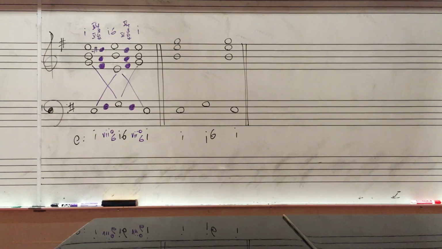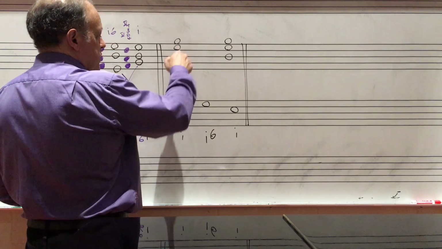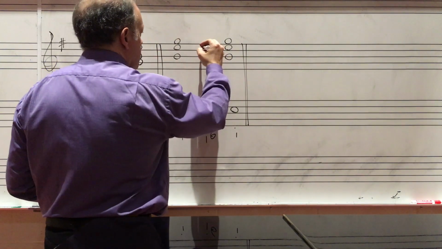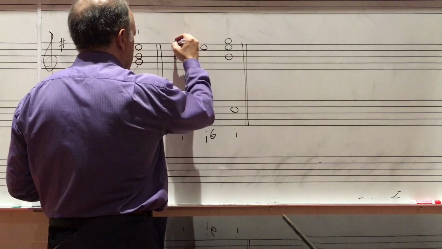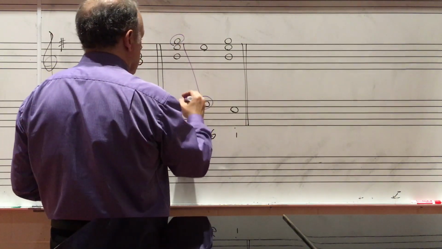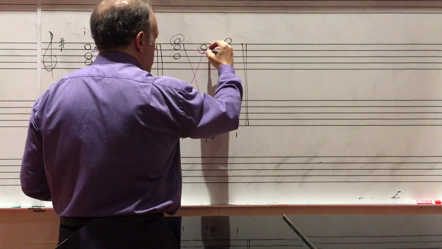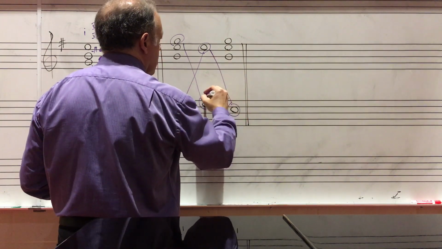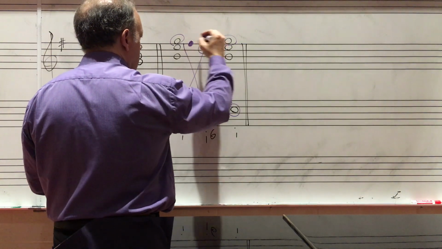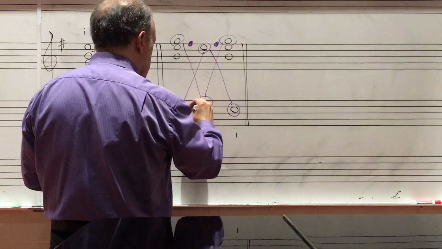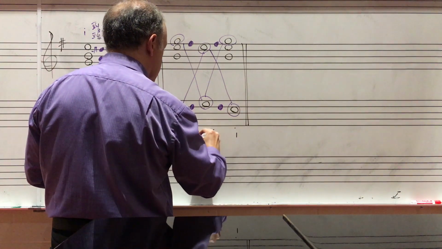All right, same idea over here. I can see the possibility for voice exchange between bass and soprano, like so. Just as a reminder to myself, here is the exchange taking place. And then back again. That voice exchange sets up the possibility for passing tone motion, which will automatically double the third of 706.